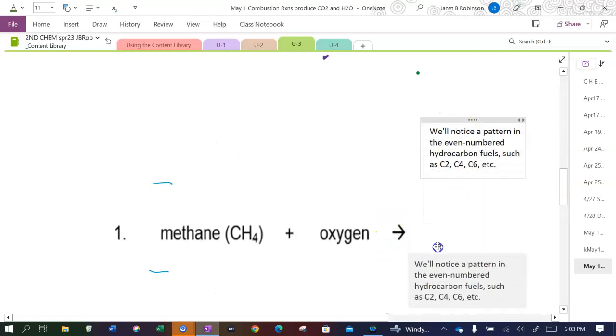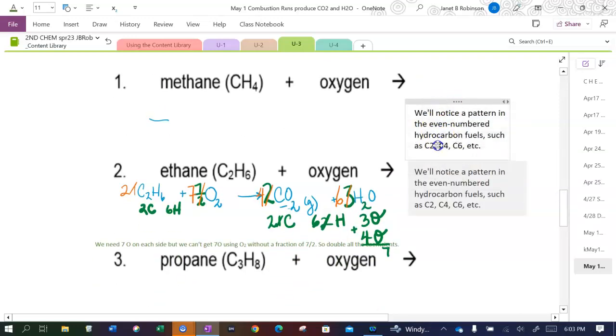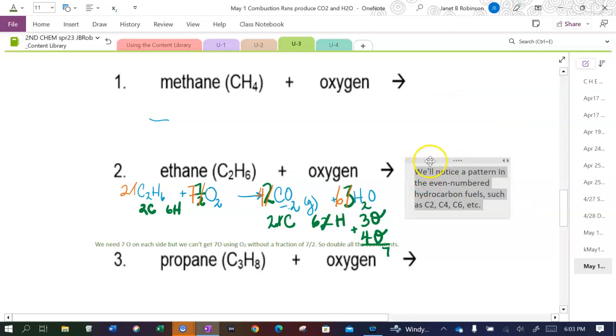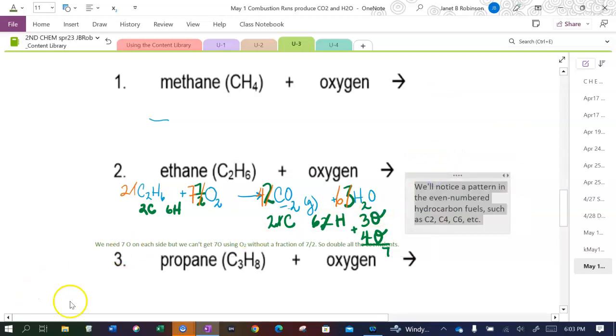Something happened to my page, it looked like. All right. So, we'll notice a pattern in the even-numbered hydrocarbon fuels, such as C2, C4, C6. So it was ethane that had an even number of carbons that ended up with this pattern that we have to go back through and double all the coefficients.